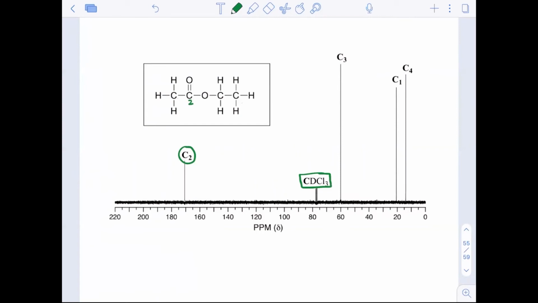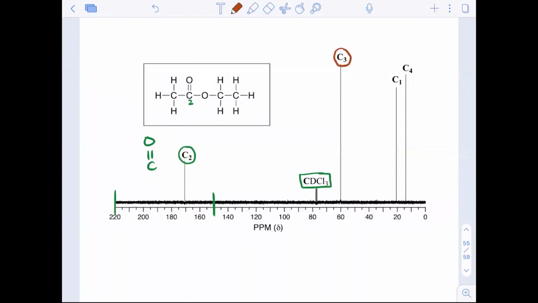Why? Because it is an sp2 hybridized carbon and it appears greater than 150. Remember, between 150 and 220 are our carbonyl compounds. So that's C2. Coming up here, this range, if we want to look at which carbon is C3 up here.